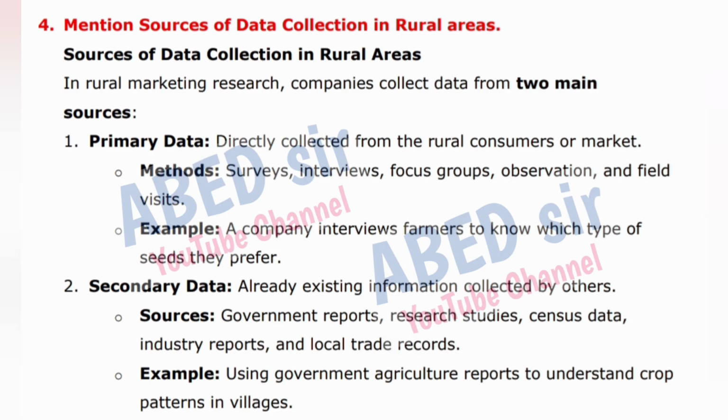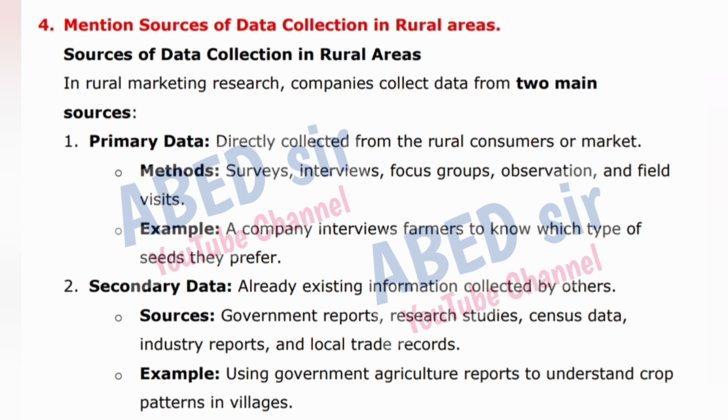Mention sources of data collection in rural areas. In rural marketing research, companies collect data from two main sources. 1. Primary data, directly collected from the rural consumers or market. Methods: surveys, interviews, focus groups, observation, and field visits. Example: a company interviews farmers to know which type of seeds they prefer.